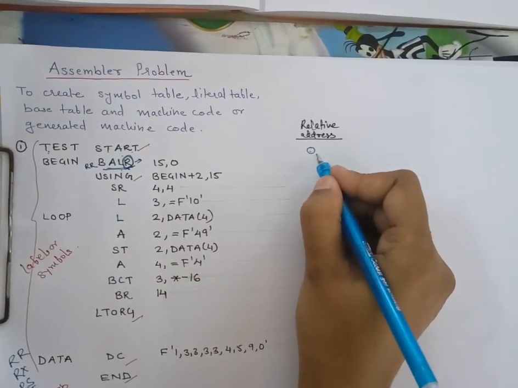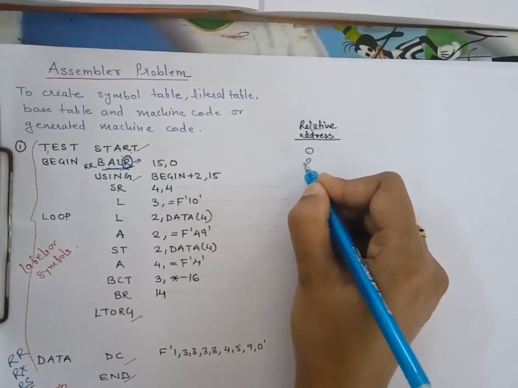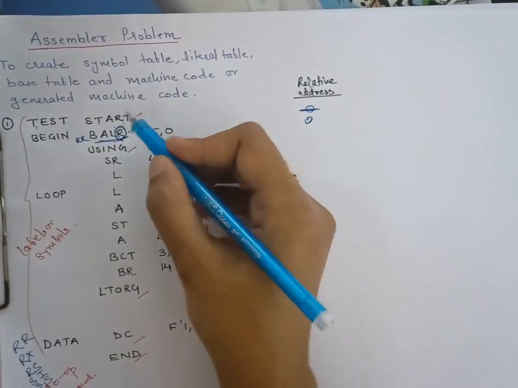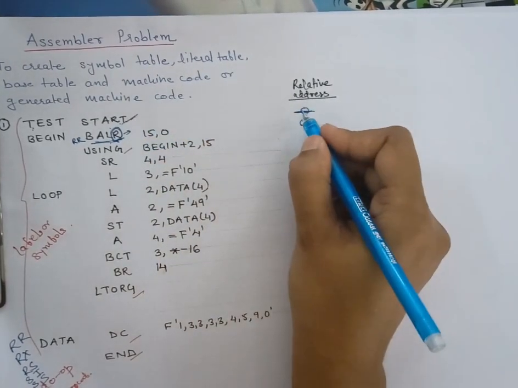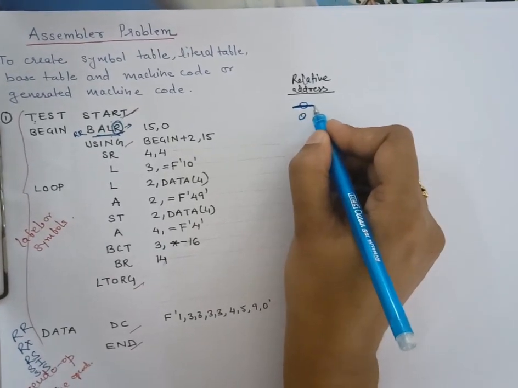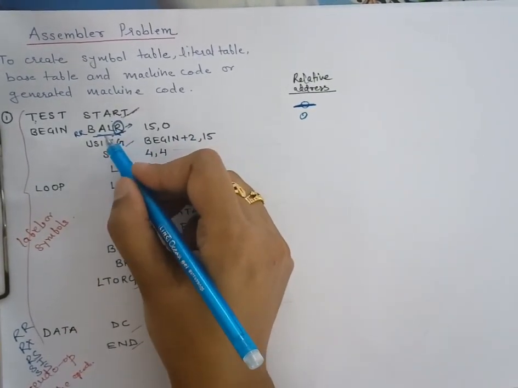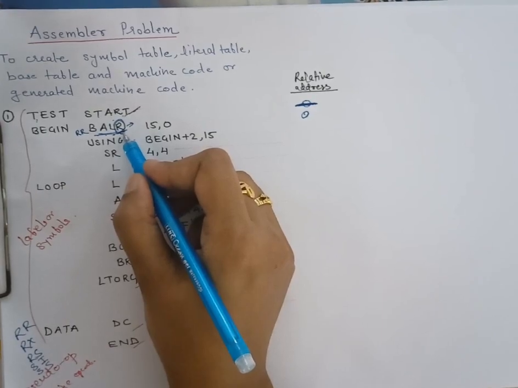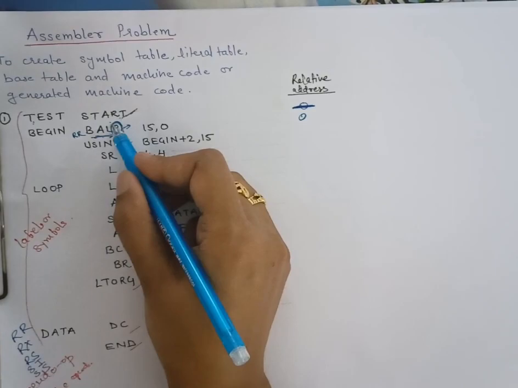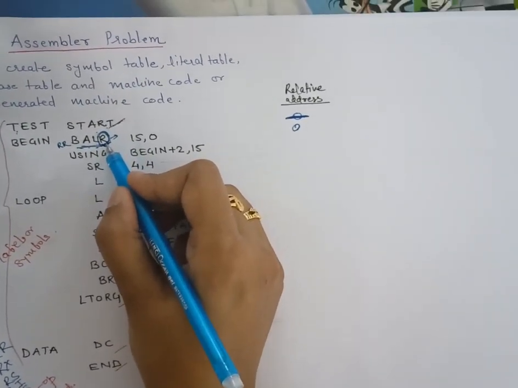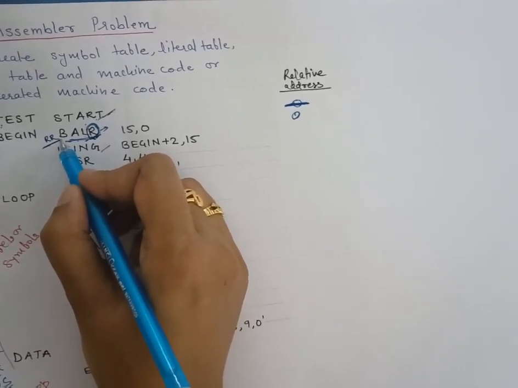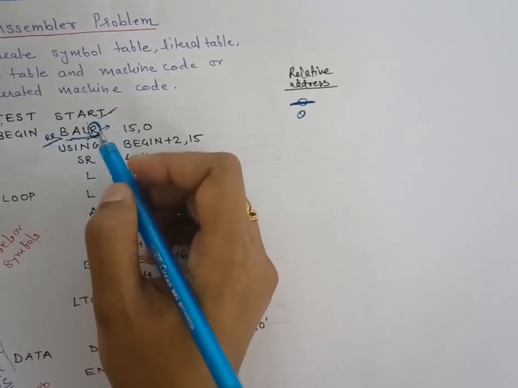So we are going to add 0 here, because we have to start it. The START is a pseudo op and it doesn't contain any relative address, so here it is a dash. Then second we have the BALR instruction. BALR's last alphabet is R, so it will always come under the RR instruction. This is a short technique to solve assembly programming.